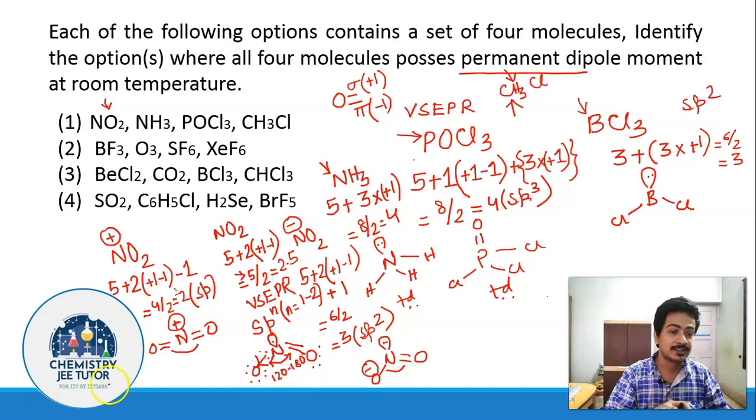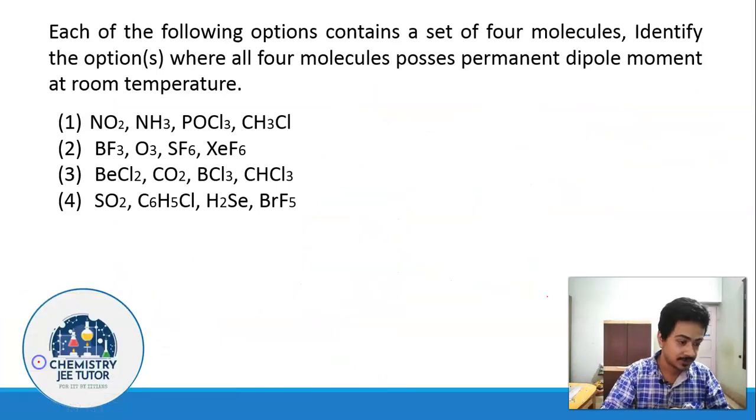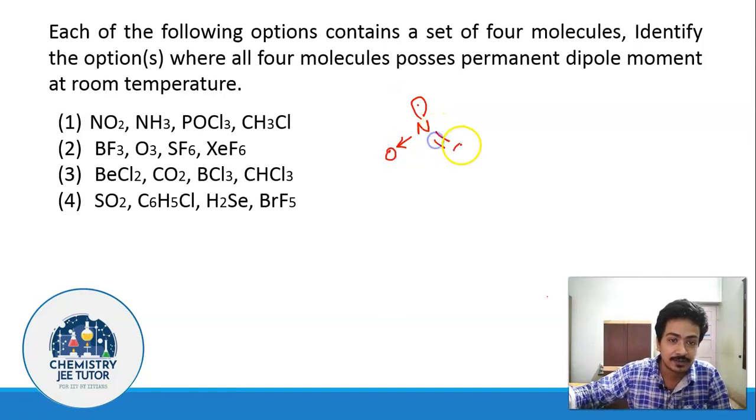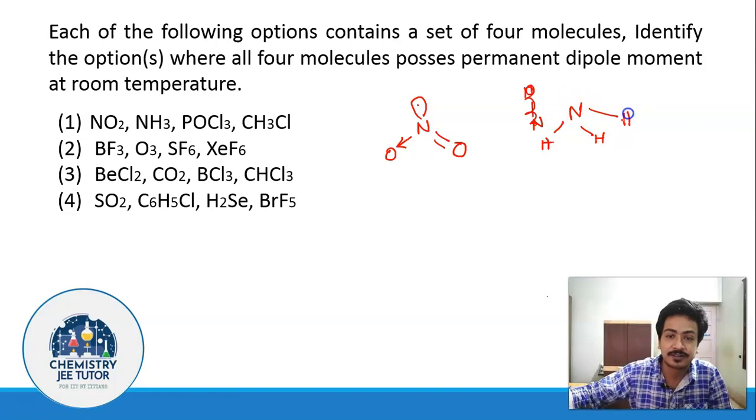Now let us see this example. If we take option number 1, let's see what it comes out to be. So NO2, what we have drawn is a structure like this. NH3 is again tetrahedral. Sorry, NH3 is again tetrahedral. POCl3 is tetrahedral.